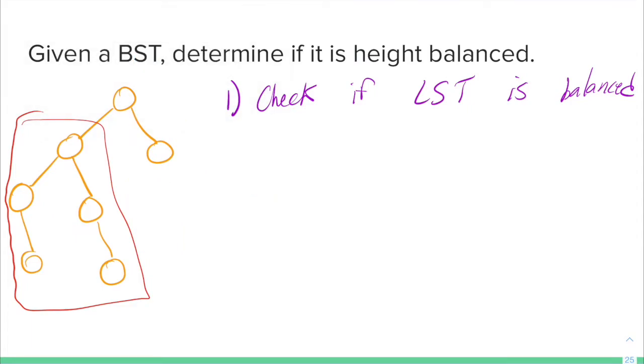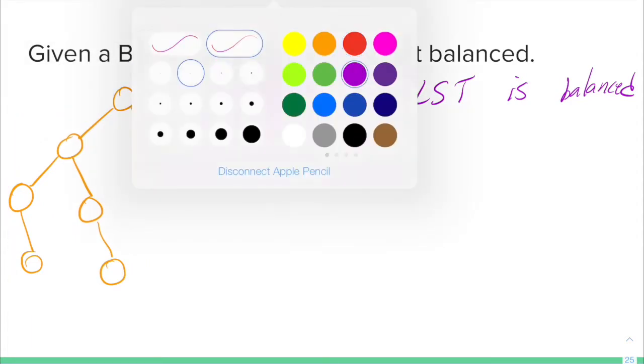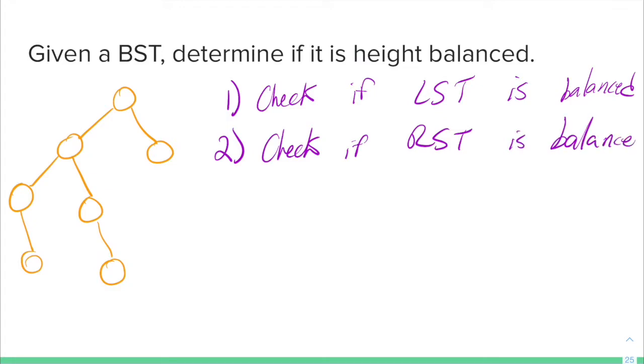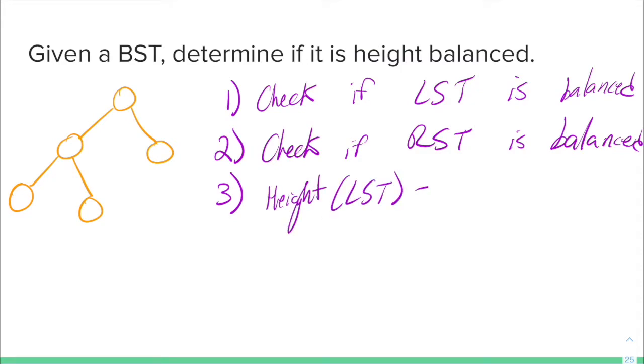So we'll check if the left subtree is balanced. We'll check if the right subtree is balanced. Because again, if the right subtree is not balanced, then we know immediately the whole tree cannot be balanced. And then finally, we'll check if the height of the left subtree minus the height of the right subtree is less than or equal to 1. And this is going to be the absolute value.